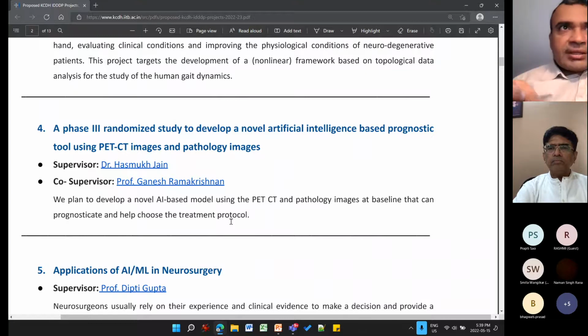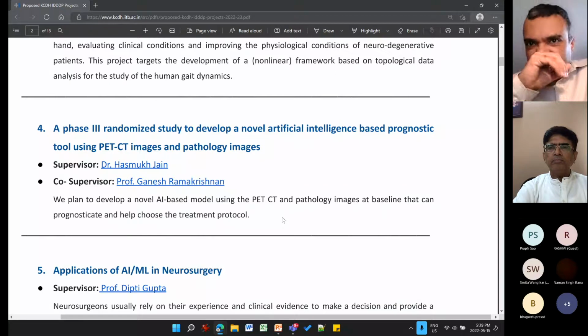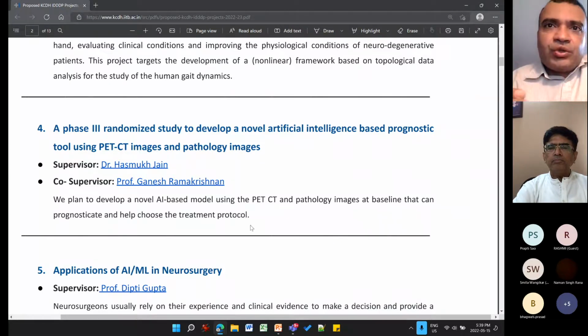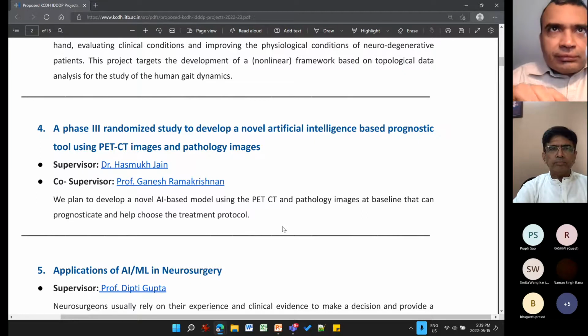So if you have images such as PET scans and CT scans combined, and/or if you have pathology images, then can we develop deep learning models, especially if you have these images of patients who were treated long back and now you know the outcome of the treatment? So can we now build a predictive model for whether the treatment will be successful or not? That will help us prognosticate what will happen after the treatment and then help choose the right treatment.